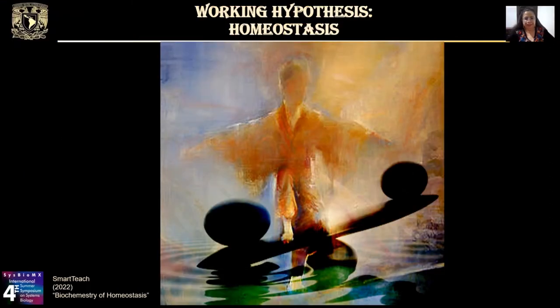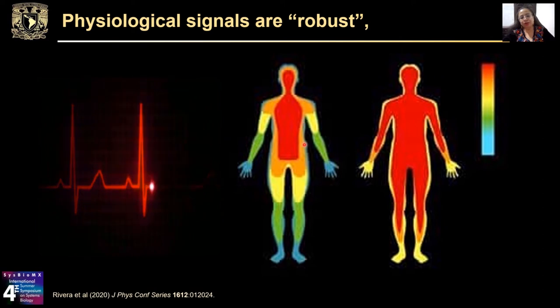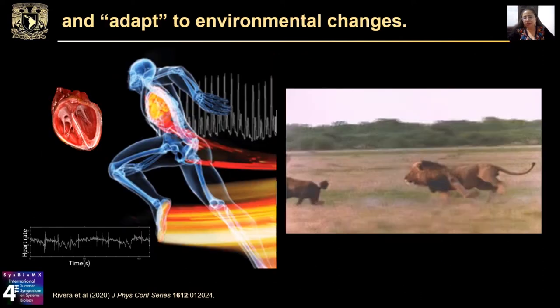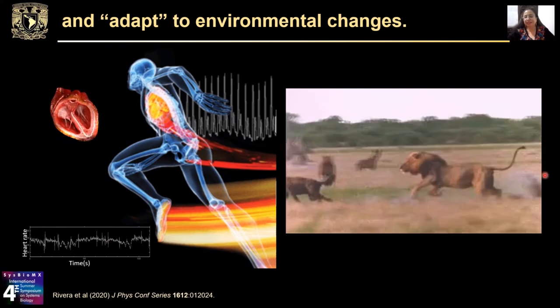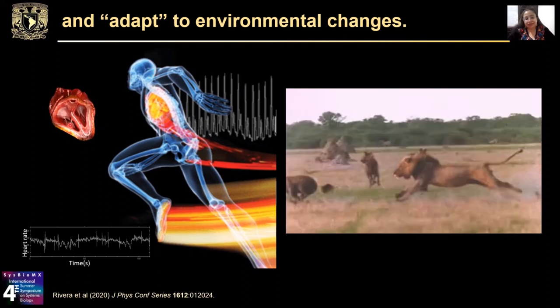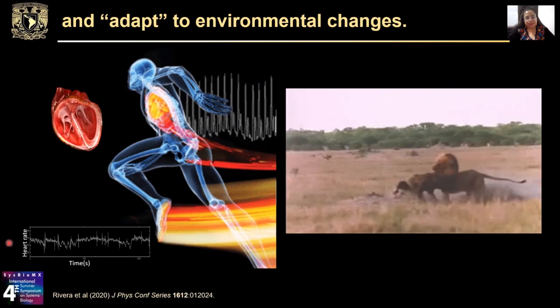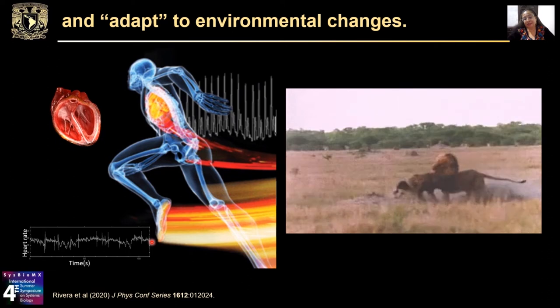Let's now discuss our working hypothesis. Physiological signals are robust. We want our heart to be beating each second, or our body temperature to be around 37 degrees Celsius. But also, we need to adapt to environmental changes. If there is a lion trying to eat us, we need to run. So our heart has to adapt to these changes by variations in its variability.